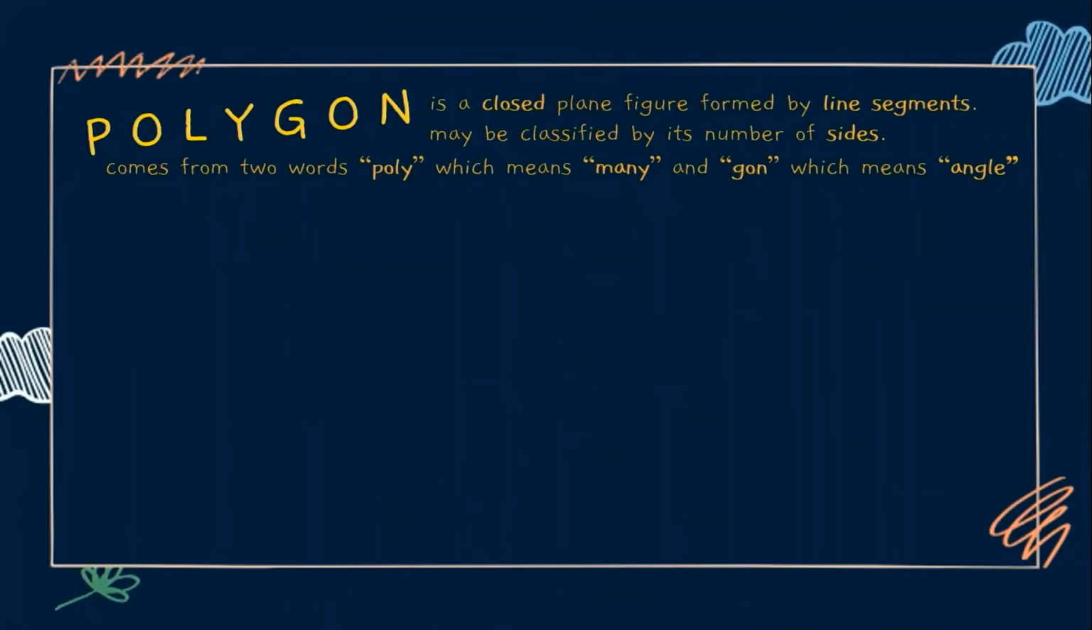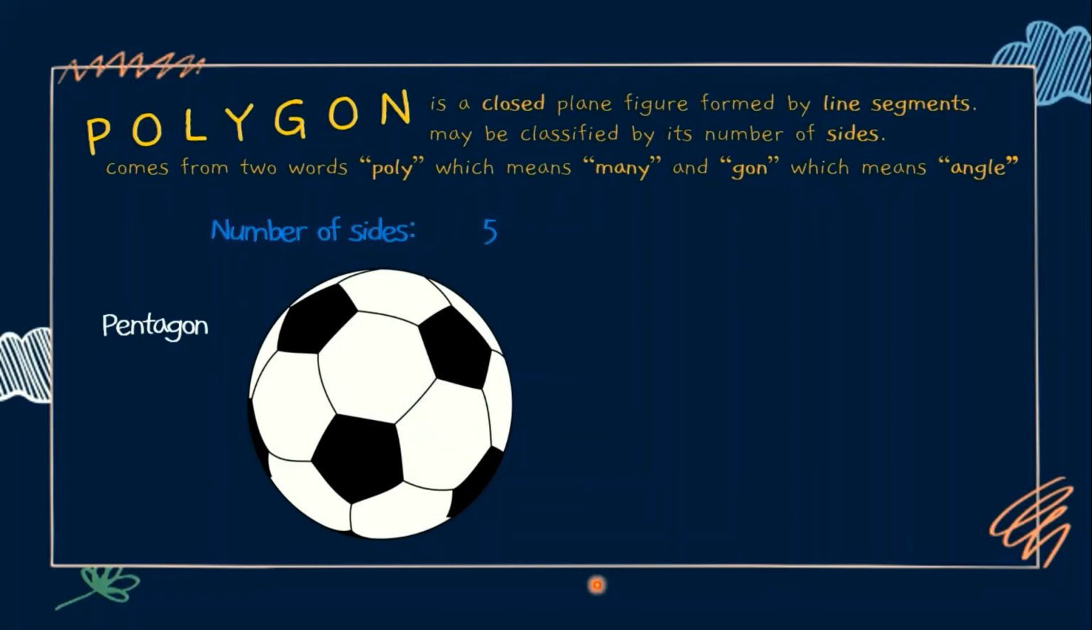Another classification of polygon according to its number of sides, if it has 5 sides, we call it a pentagon. And this is how a pentagon looks like. Not the entire soccer ball, but its print. Ayan. Pentagon ito. 5 sides.